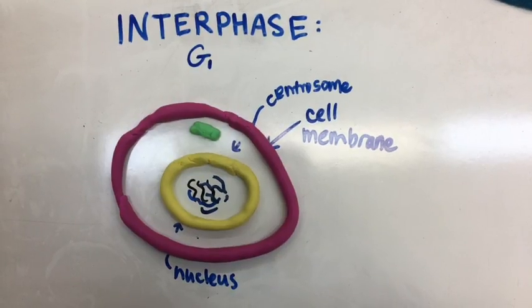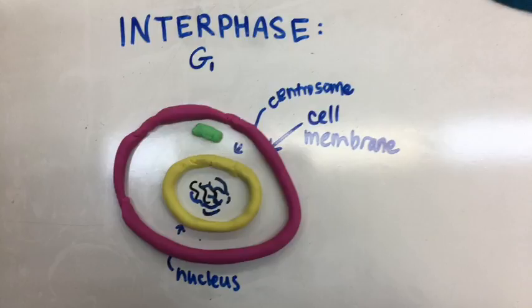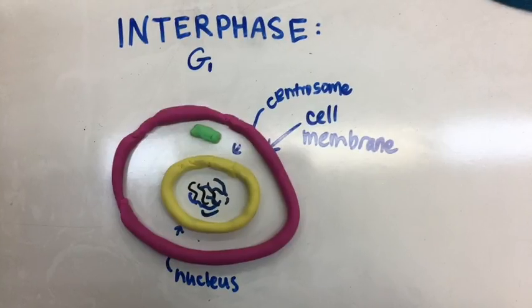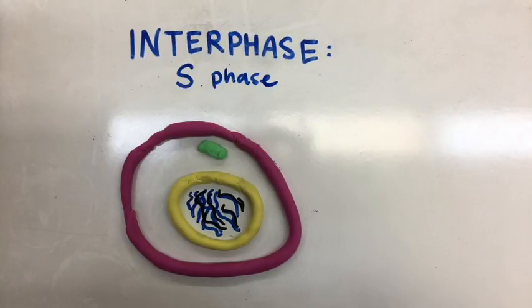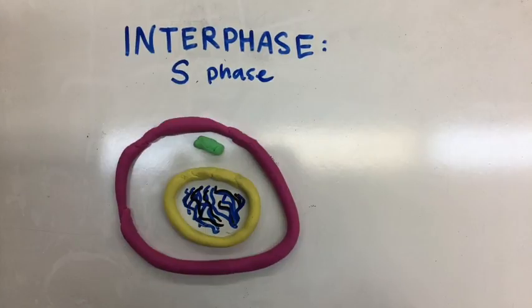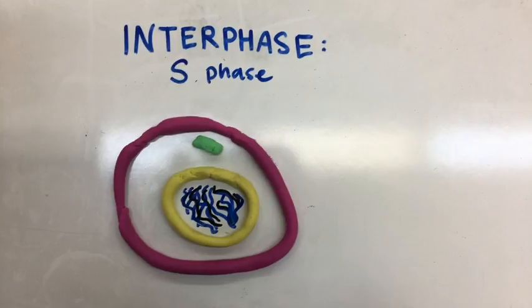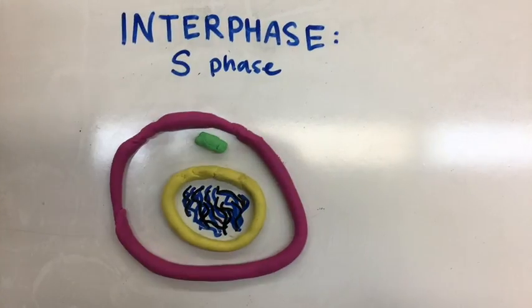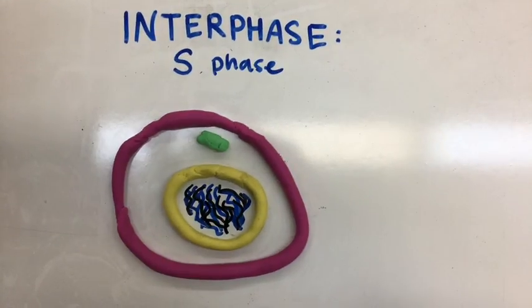During gap 1 or G1, its cell membrane and nuclear envelope expand. During the S phase or synthesis phase, the cell duplicates its DNA and its centrosome. Instead of one single strand of DNA, there are two known as sister chromatids. And during G2, the cell grows even larger.